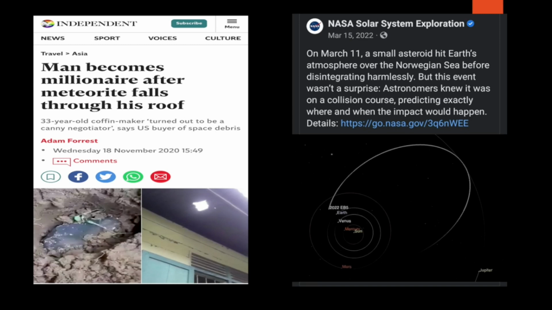And of recent, in Indonesia, a man was in his home, and a meteorite fell through the ceiling. Look at that. It fell through the ceiling and dropped on the floor. He sold it for $2.5 million. And here, this happened in 2022. An asteroid fell on Earth. It landed in Europe, but there was no destruction because we have already started to monitor them.